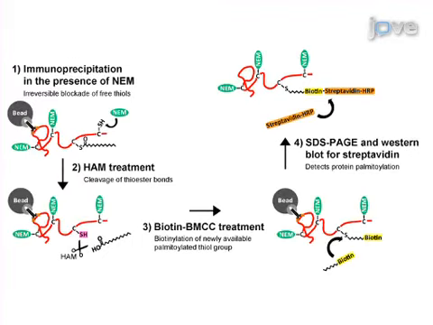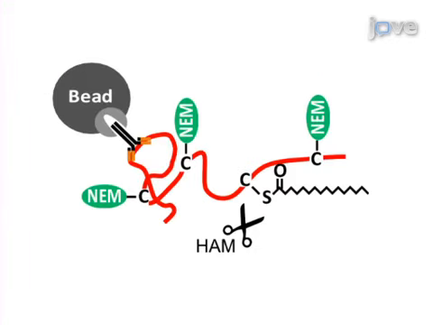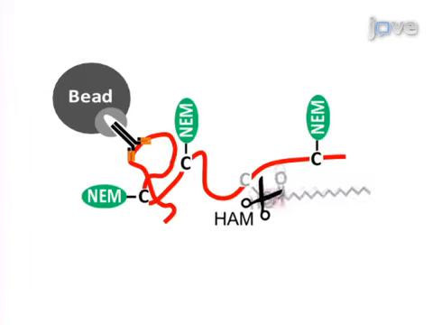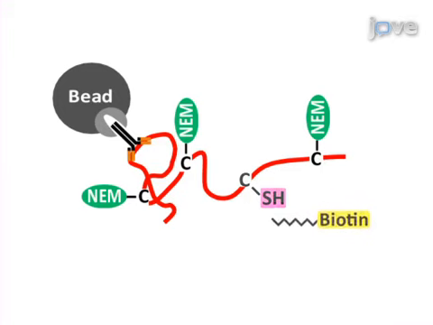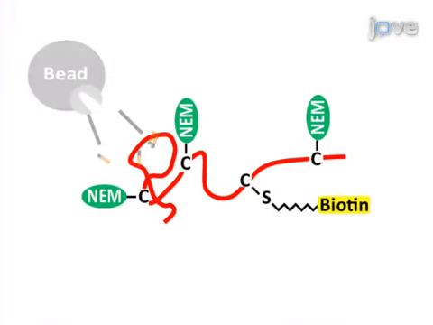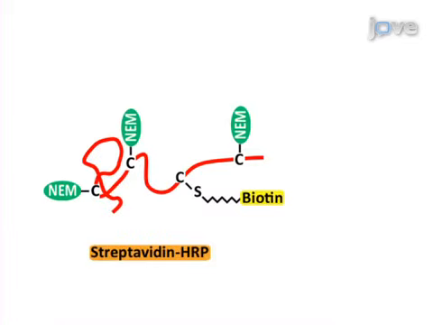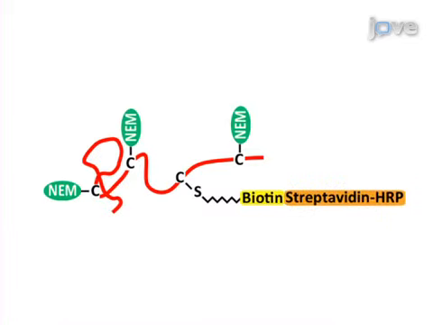The ABE assay specifically detects thiol palmitoylation of cysteine residues along substrate proteins and can be used to detect palmitoylation of immunoprecipitated neuronal proteins. Treatment of the immunoprecipitated neuronal protein with HAM cleaves the thioester linkage between palmitate and a cysteine's thiol group, allowing for specific incorporation of biotin BMCC onto the newly available thiol group, which can be subsequently detected using Western blotting.